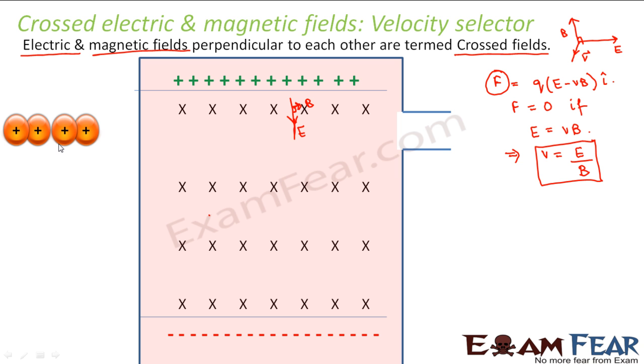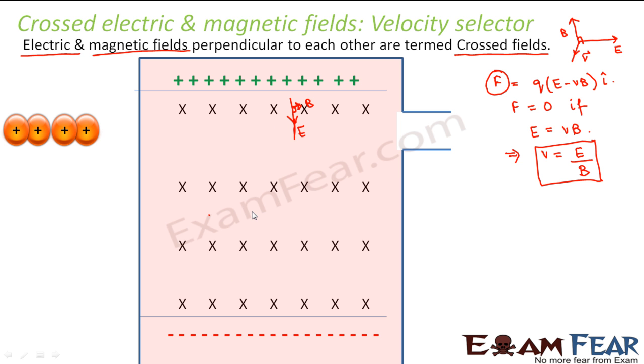And here you have a couple of charged particles. So what happens when these charged particles enter this field? It will experience a force due to the electric field and the magnetic field. Now if it experiences a force, then it will get deflected because its motion will be a helical path. So it will get deflected. But if it doesn't experience any force, in that case it will go straight, undeflected.